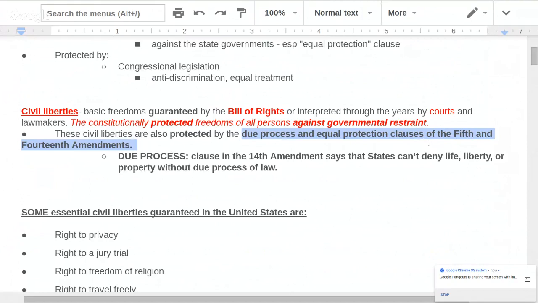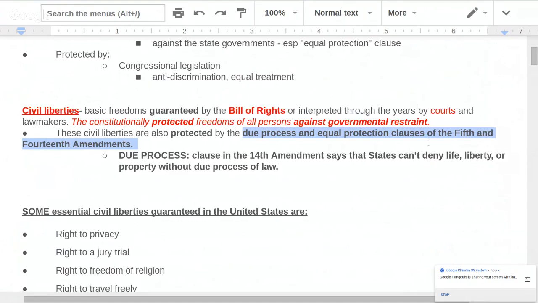This is very important. If you are studying for a dual enrollment or AP government exam, this is definitely going to be on there. It's protected by due process, which is the clause in the 14th Amendment that says the states cannot deny life, liberty, or property without due process of law. I will get into the equal protection clauses later.